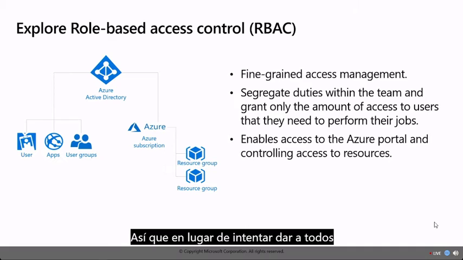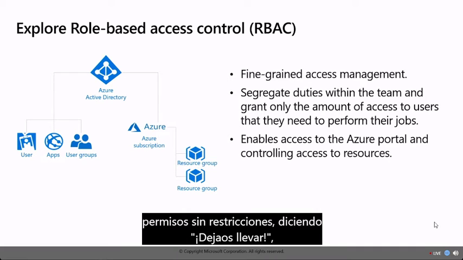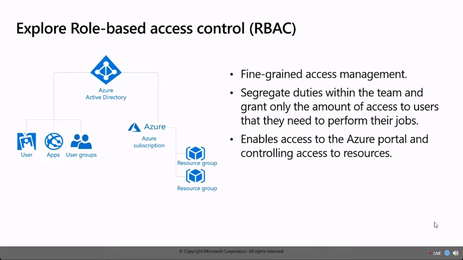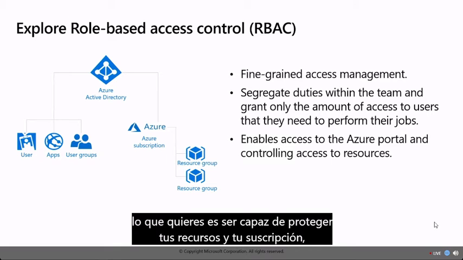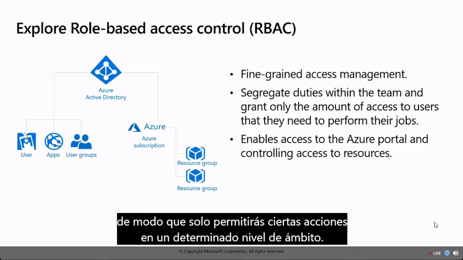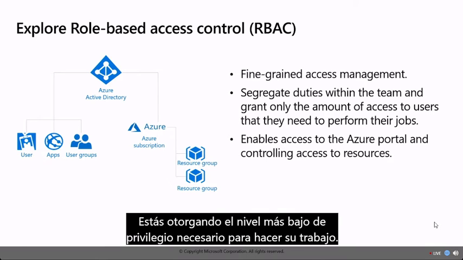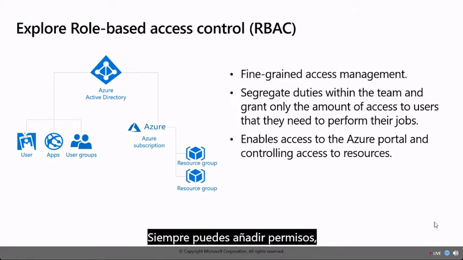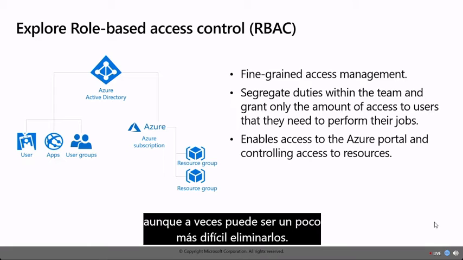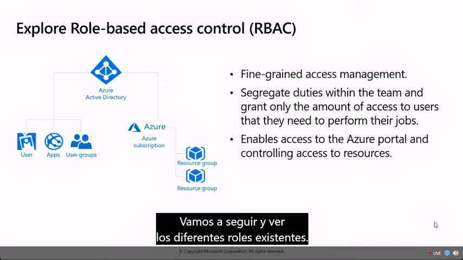So instead of trying to give everyone unrestricted permissions and saying, run wild, you want to be able to protect your resources in your subscription. So you only want to allow certain actions at a certain scope level. And this is so important. You're granting the lowest level of privilege that they need to do their work. You can always add permissions. Sometimes it can be a little bit more difficult to take them away. So let's go ahead and look at what the different roles are.